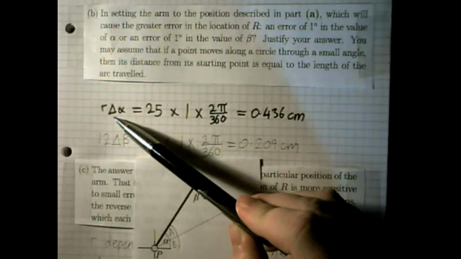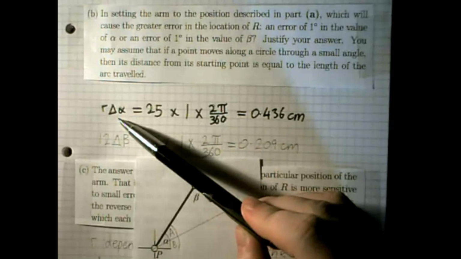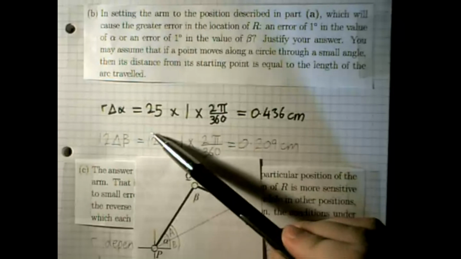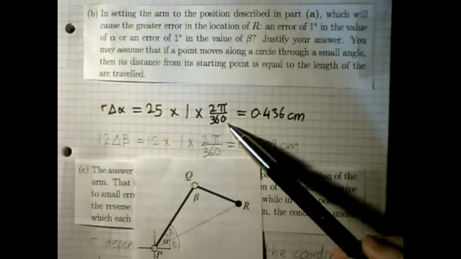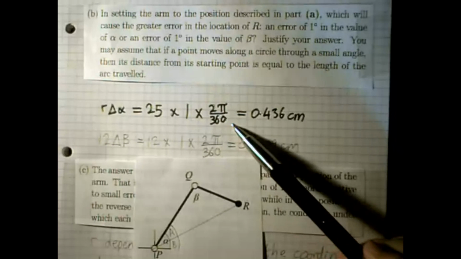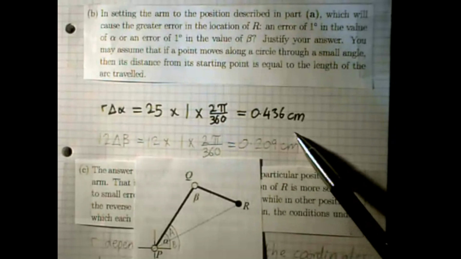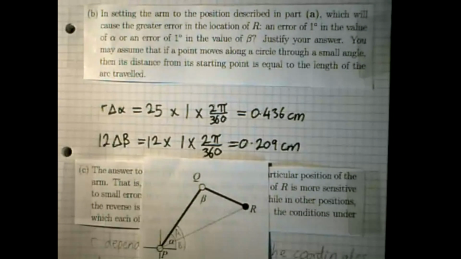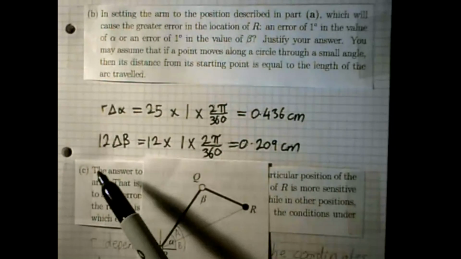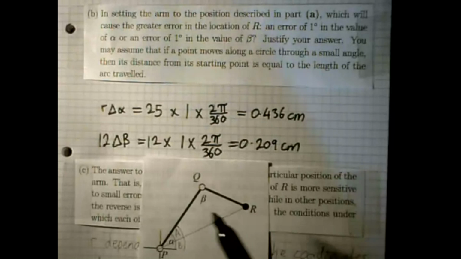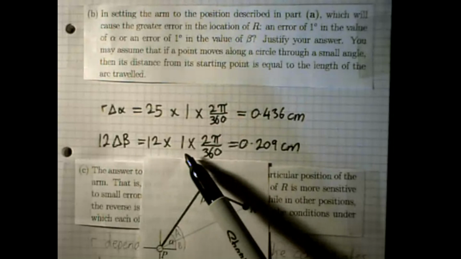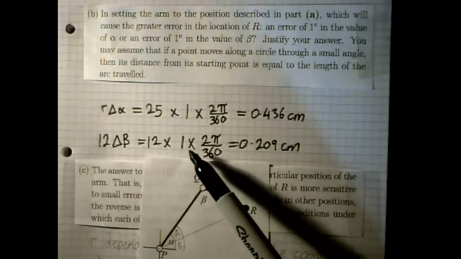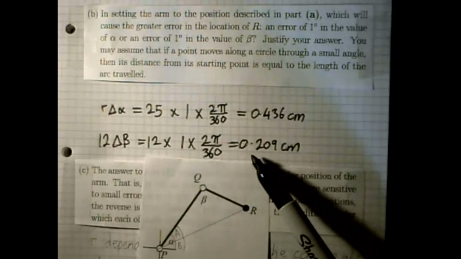And I'm saying that the angle it rotates is this delta alpha thing, as in a change in alpha. And that's 25 times 1 times 2 pi over 360. Remember, the arc formula only works when you have your angle in radians, so I'm turning 1 degree into radians here, and I get 0.436 centimeters. I do the same thing for the beta angle then. The distance q to r is 12, and the delta beta is just 1 degree again, so I take 12 and I multiply by 1 by 2 pi over 360, again turning this 1 degree into radians, and I get 0.209 centimeters.